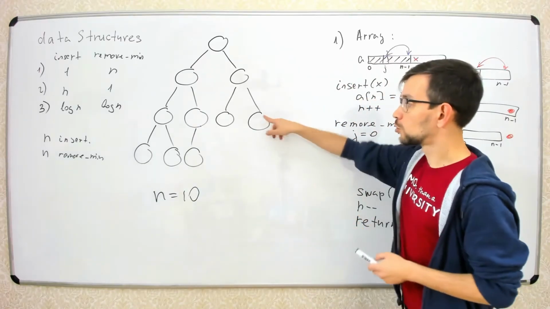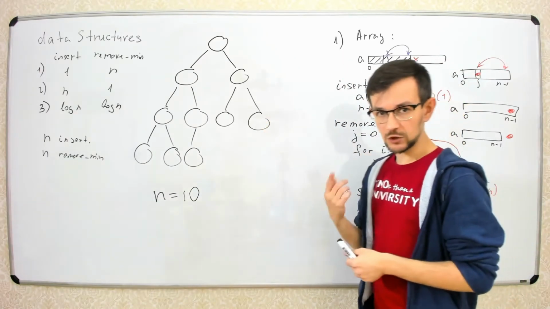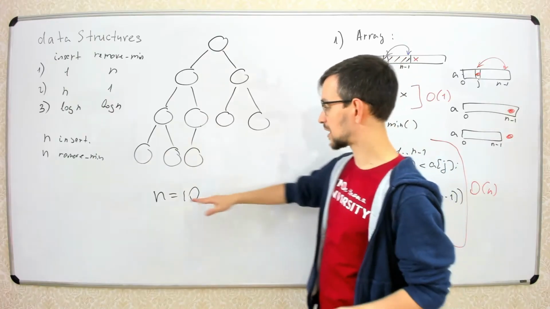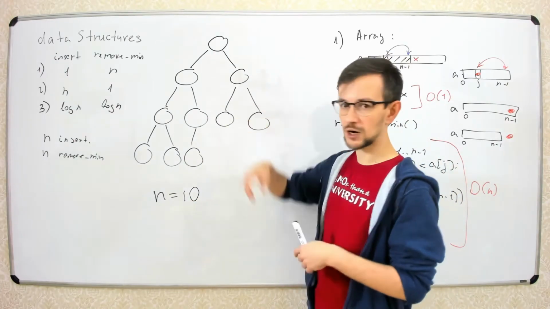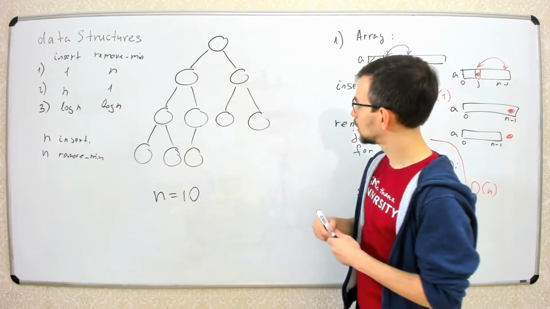Now, each node of this tree contains one element of the set. So if you have 10 elements in the set, you have this tree, and each node contains one element.